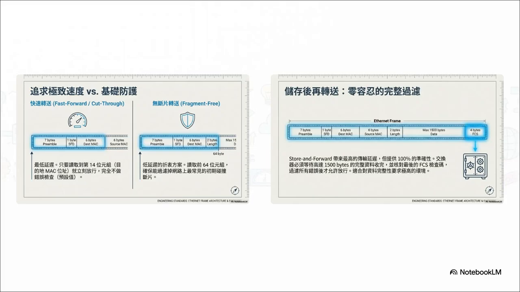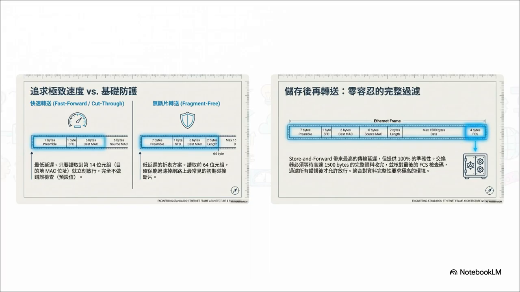So let's look at the 3 specific routing strategies a switch actually uses to solve this dilemma. First up, we have fast forward. This is pure, unadulterated speed. The switch reads just the first 14 bytes, literally just enough to read the destination address, and instantly kicks the data out the right door. You get the absolute lowest latency, but zero error checking.